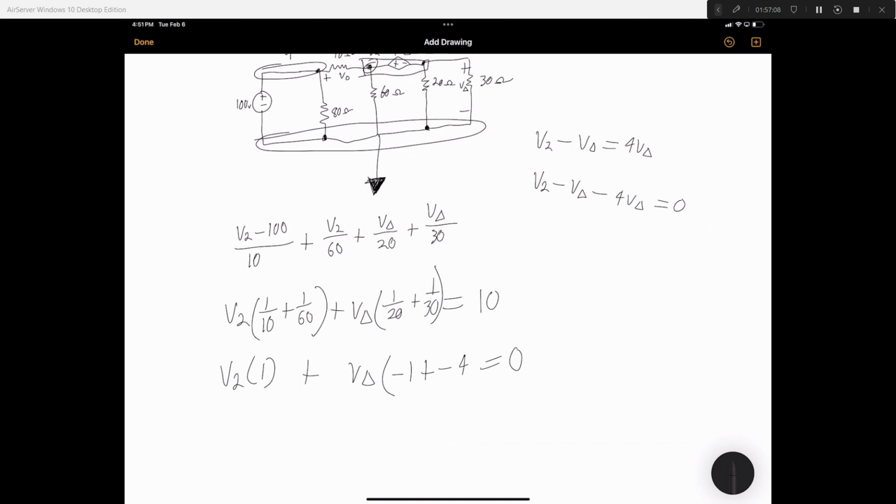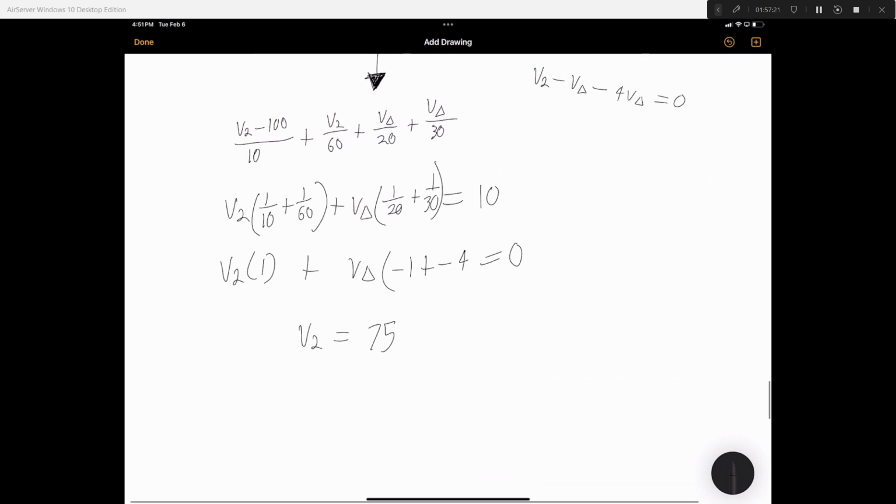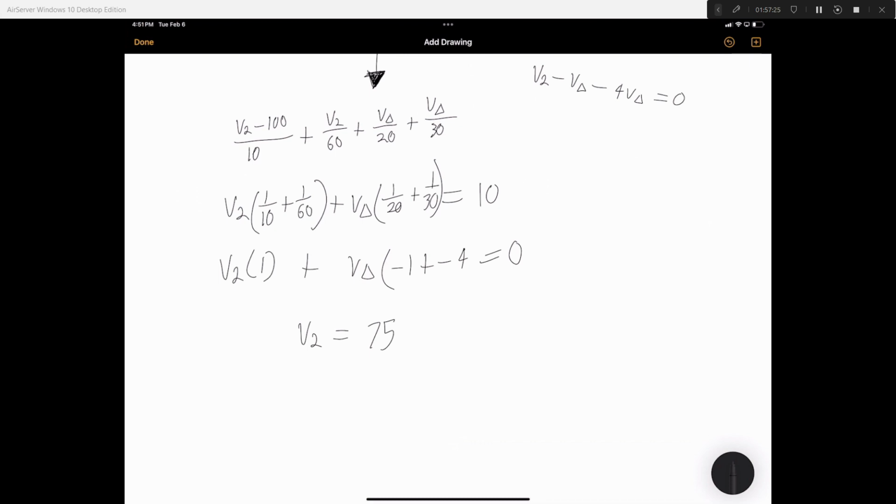And I'm putting them in a matrix. And we get 75 and 15. V2 is equal to 75, and V delta is equal to 15 volts. Okay.